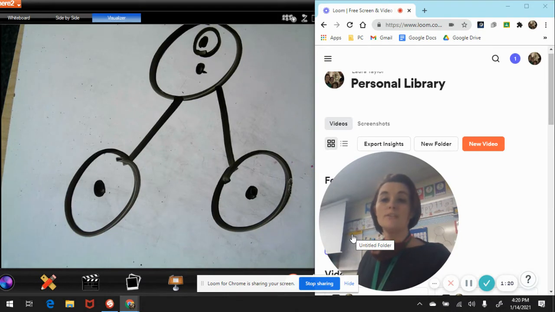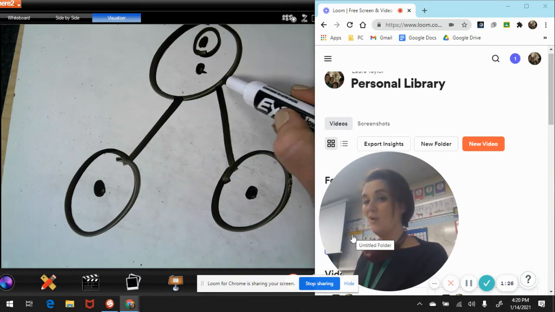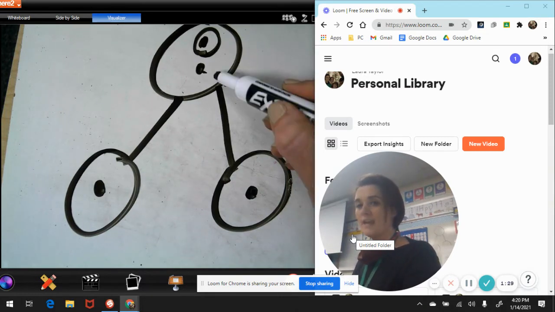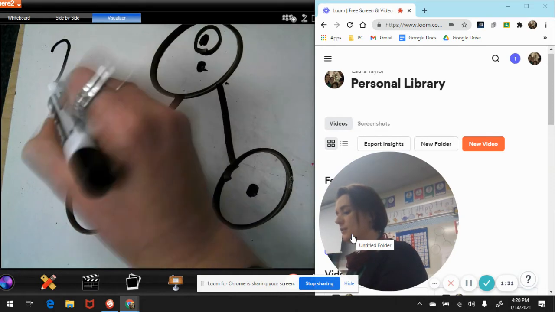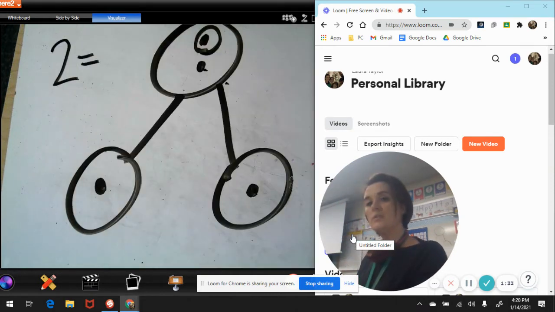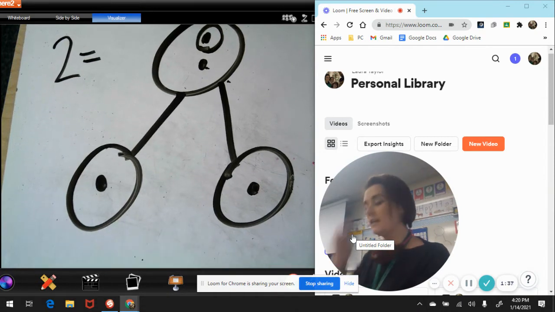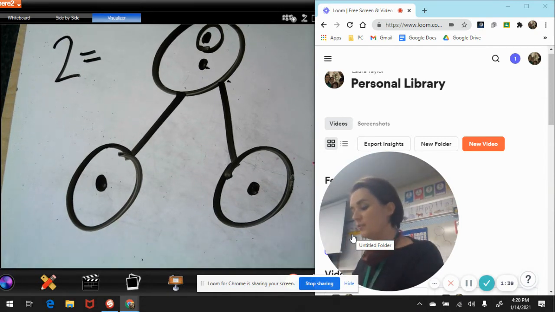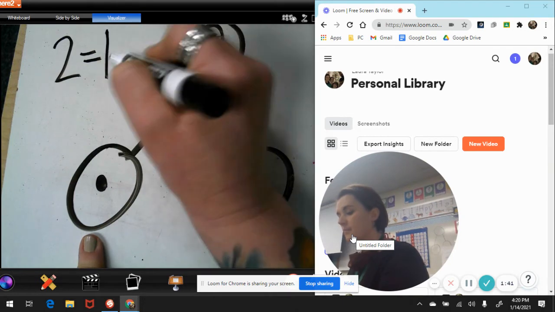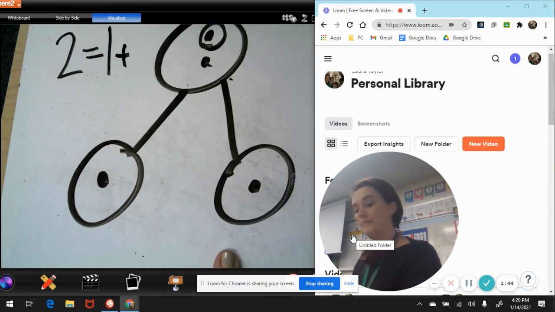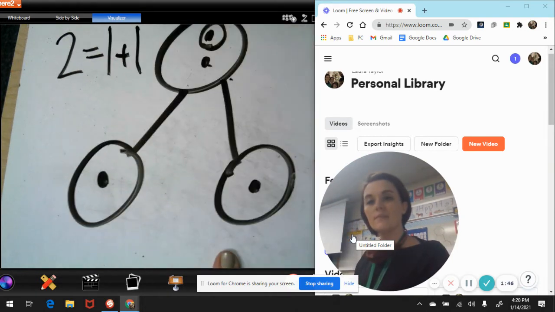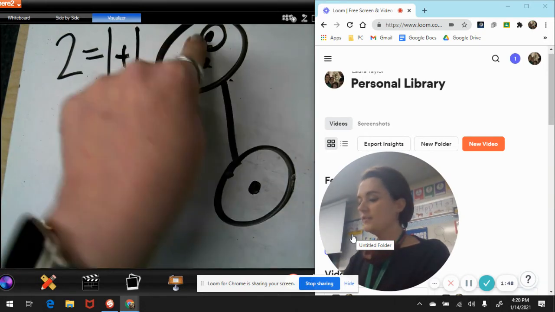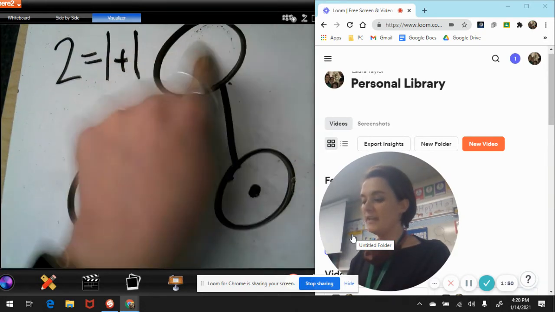Okay, so my job now is to write a number sentence. And remember, when I'm writing a number sentence, I'm going to start with my whole. So in this case, my whole is 2. 2 equals, and then all I'm going to do, friends, is add my 2 parts together. So 2 equals 1 plus 1. Very good.